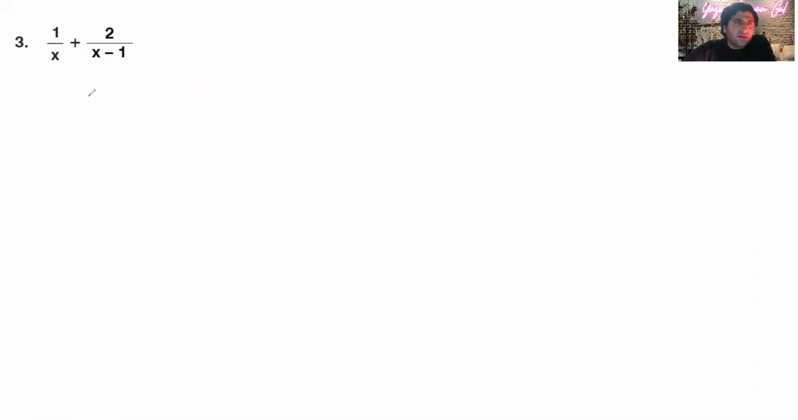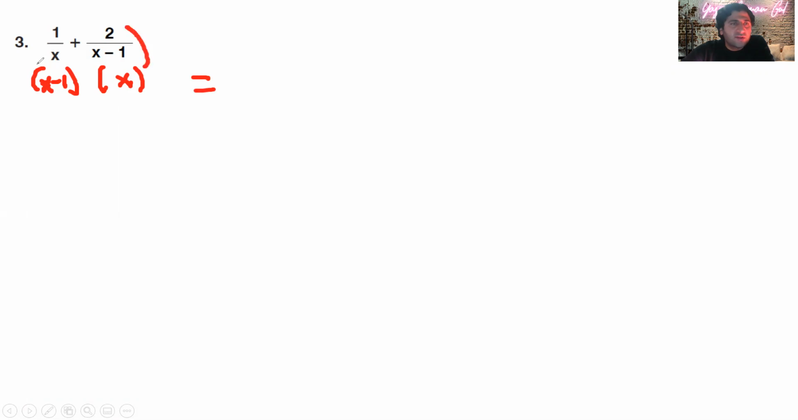1 over x plus 2 over x minus 1. So it's the same thing. I'm going to say this times x minus 1, and this times x. Right? Then it equals to what?